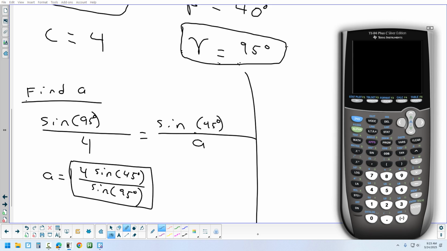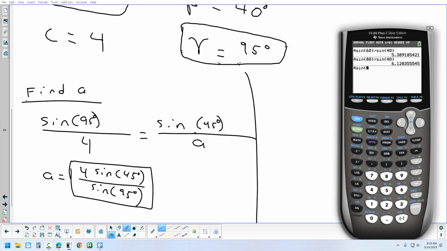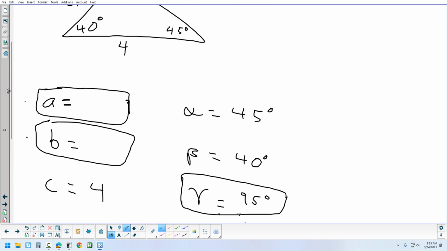Okay, so let's put that in. 4 sine 45, sine 95. Okay. So we've got 2.839. Now make sure you don't put a degree symbol on that, because that's not an angle, that's a side. Okay, if you accidentally label your sides with degree symbols, you're going to lose some points because it's not an angle.